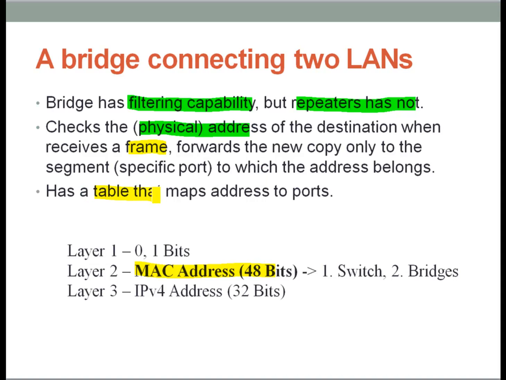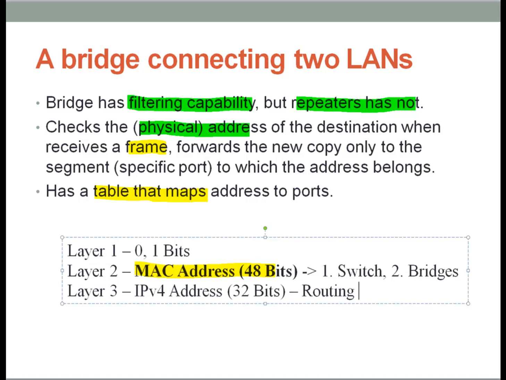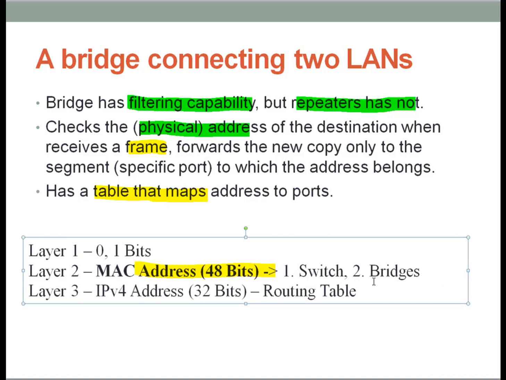Then it is going to manage a table. Now this is a very important point. What is that? Every layer manages a table. If you take layer 3, in layer 3 you will have a table called the routing table. If you go for layer 2, what is the table managed? It is going to manage the table called the MAC address table.